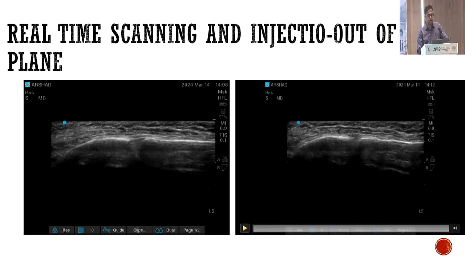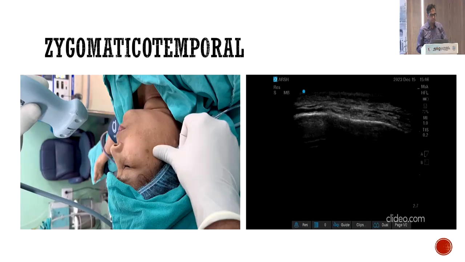This is the injection video of it. You can see some indentation happening there. I don't think it is very well appreciated, but there's some drug deposition in the breach in the mental foramen. Next, we have the zygomaticotemporal nerve.